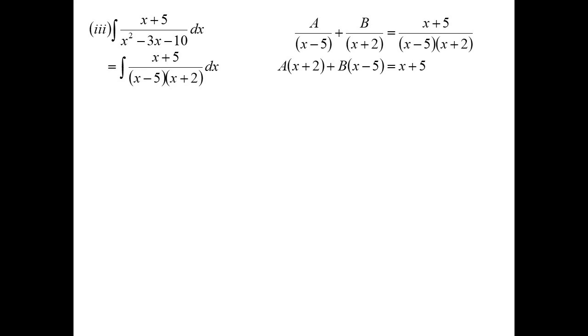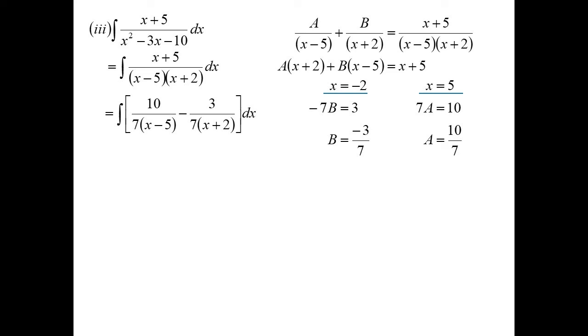X plus 5 over x squared minus 3x minus 10. Factorise the denominator, and I have 2 linear factors. Again, so let's set it up. I'll choose negative 2, and that'll get negative 3/7 for b. And then if we substitute in 5, I'll get 10/7 for a. So this one, I suppose I could have factorised out the 1/7, because they're both over 7.